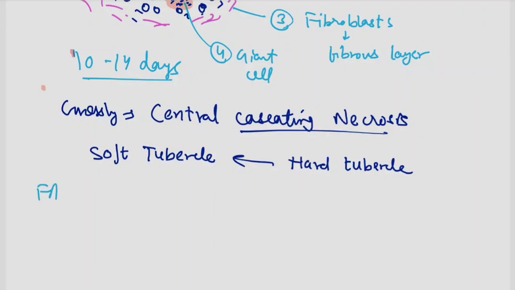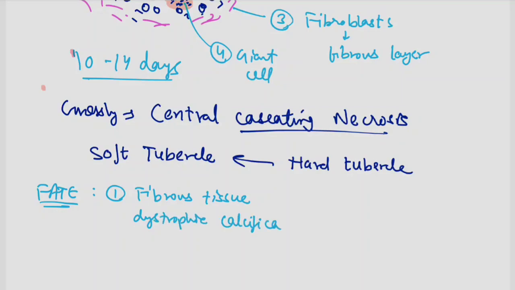Now we will see the fate of granuloma. The first choice is that it can heal and get converted into fibrous tissue, and there will be dystrophic calcification in this case. And it may ossify after many years. In dystrophic calcification, there is deposition of calcium in the necrotic tissue.